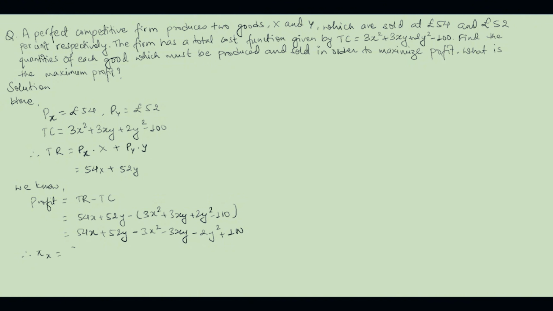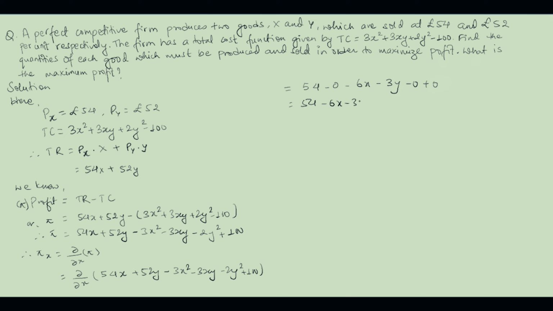Now we'll find the profit derivatives. Pi x is equal to the partial derivative with respect to x of the profit function pi. The profit pi is 54x plus 52y minus 3x square minus 3xy minus 2y square plus 100. Differentiating, we'll get 54 minus 0 minus 6x minus 3y minus 0 plus 0. It is 54 minus 6x minus 3y.